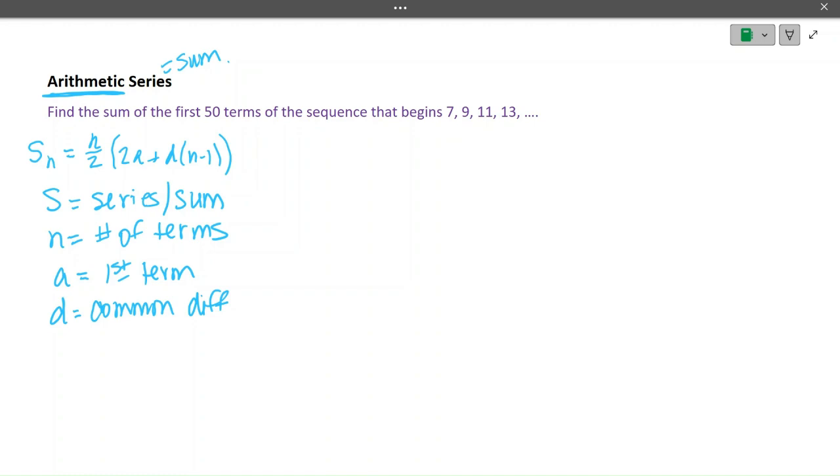So I like to always start with n because that's usually given in the problem. And in this case, it's 50. A is 7 because it's our starting value, our first term. And D, so if we look at this, I'm increasing by 2 here, I'm increasing by 2 here, I'm increasing by 2 here.